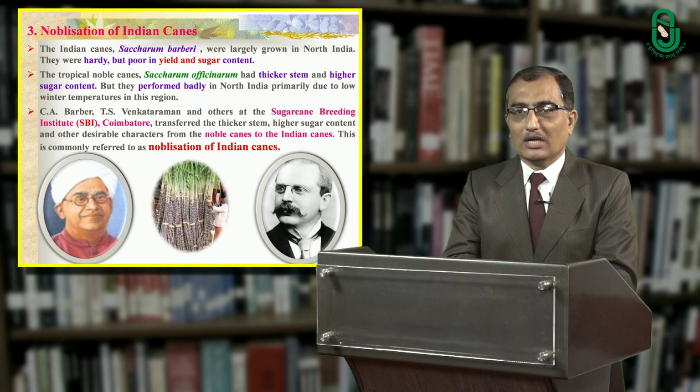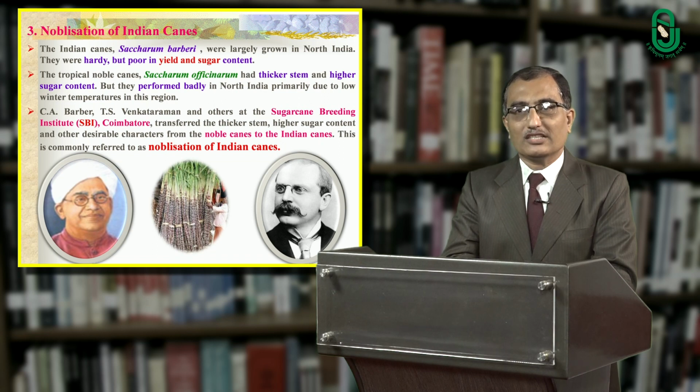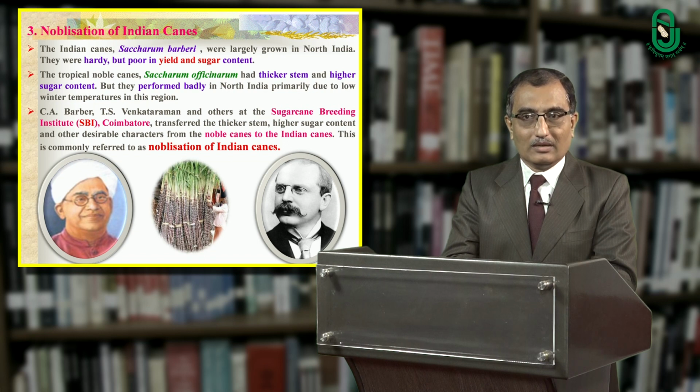The third important achievement of our Indian scientists is the nobilization of Indian cane. Friends, you know that Indian cane, Saccharum barberi, was largely grown in North India, but it was hardy and poor in yield and sugar content. On the other hand, tropical cane, Saccharum officinarum, has a thicker stem and higher sugar content, but it performs badly in North India due to the cold winter climate.